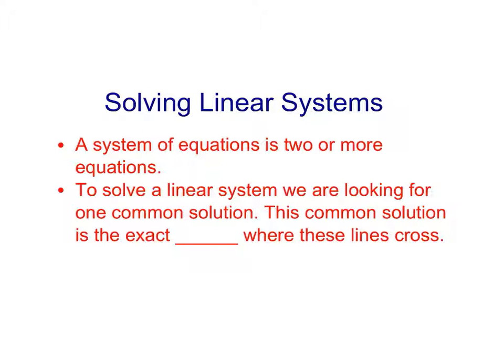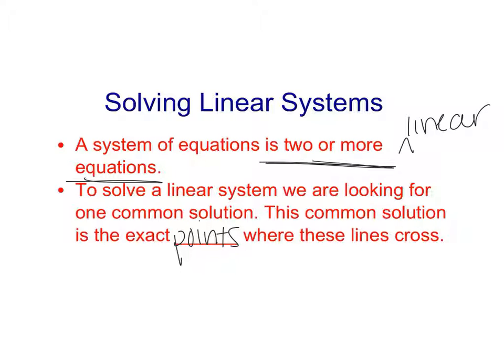A system of equations is when we have two or more linear equations. When we try to solve a linear system, we are looking for one common solution. This common solution is the exact point where the lines cross. So we're talking about two or more lines, and we're looking for a very specific point where those lines cross one another.